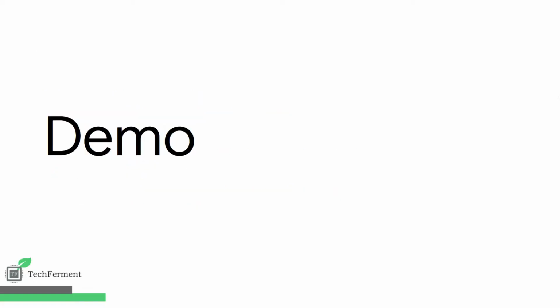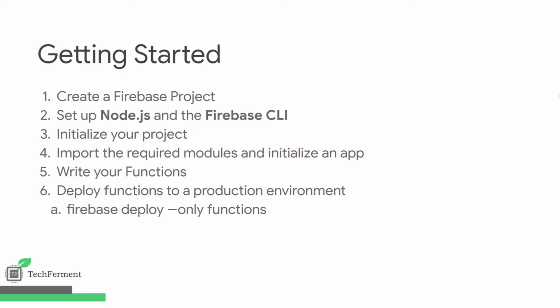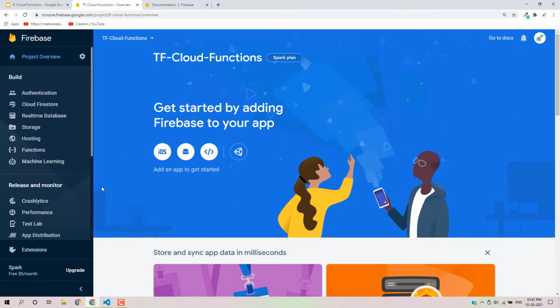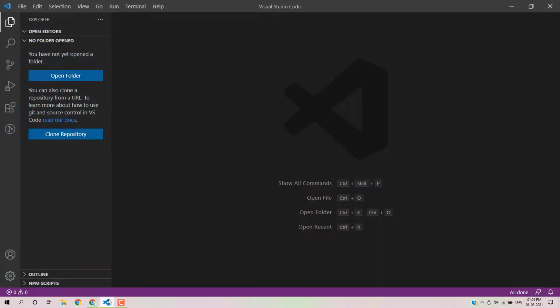Now we'll jump to the demo part. We will cover two topics: calling the cloud functions via HTTP request, and the second part, triggering cloud functions in the background. I have already created this project in the Firebase console. So this is my Firebase project. Now I'll go to the VS Code editor, and I have already installed Node.js and Firebase CLI.